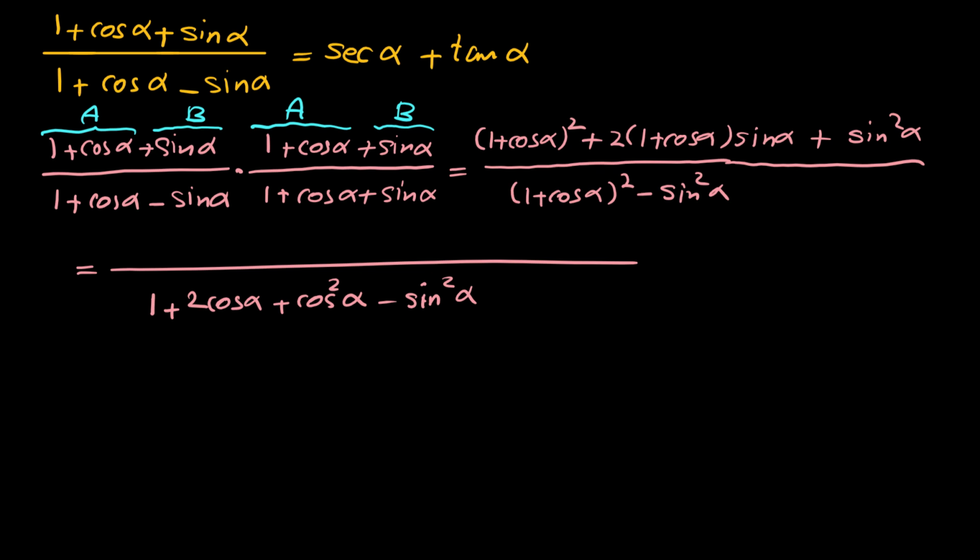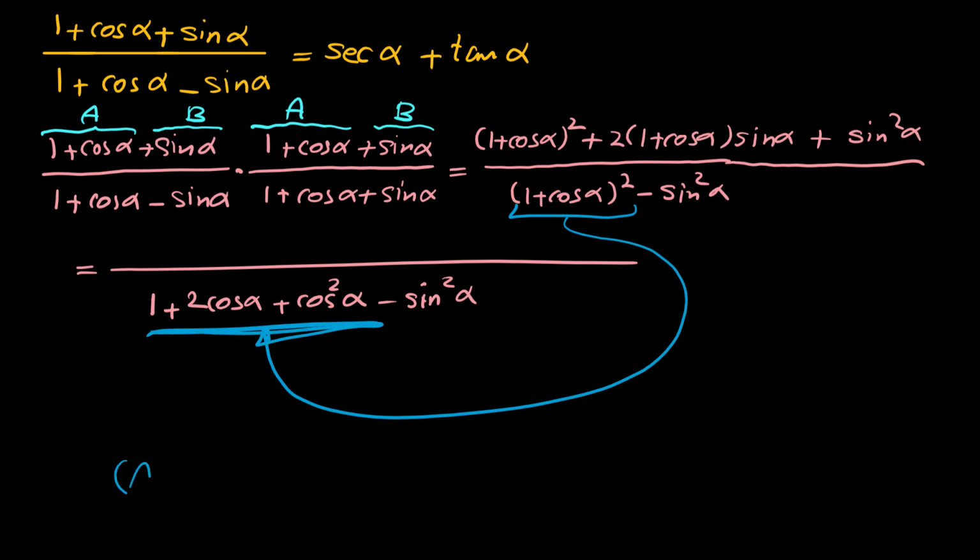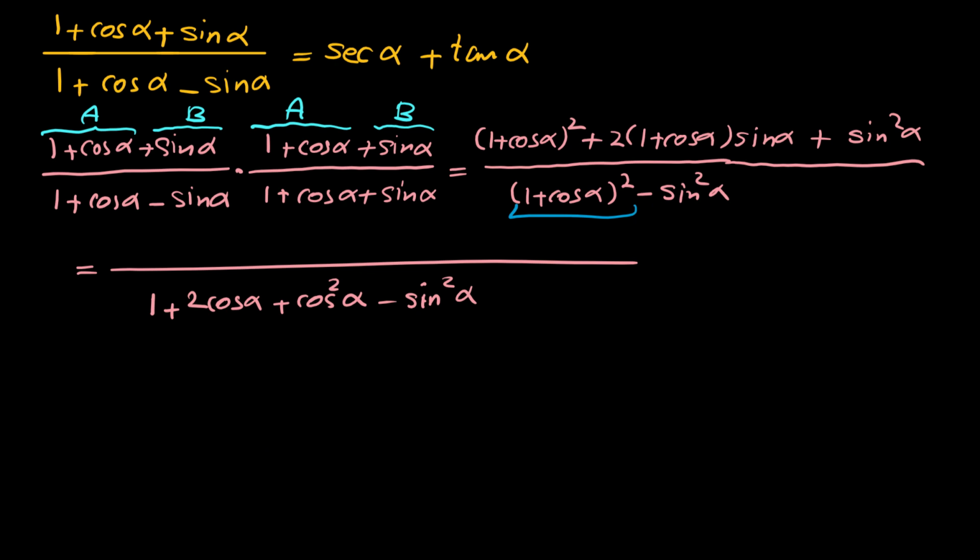And attention, for expanding this to this, again we use this identity: a plus b to the 2 is a to the 2 plus 2ab plus b to the 2. We use that identity to expand this. This is for the denominator. But let's go back to the numerator.